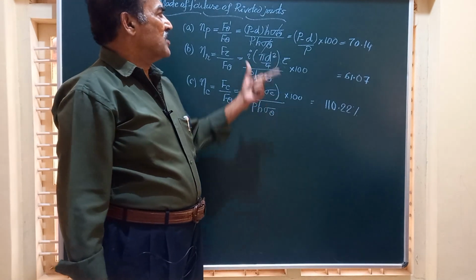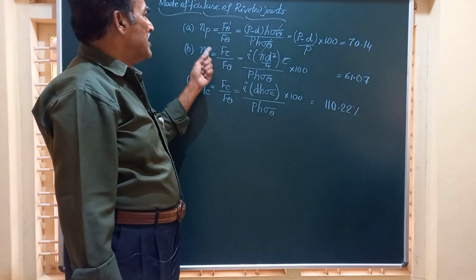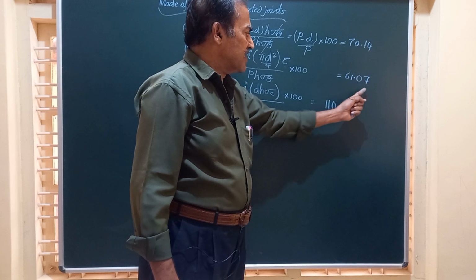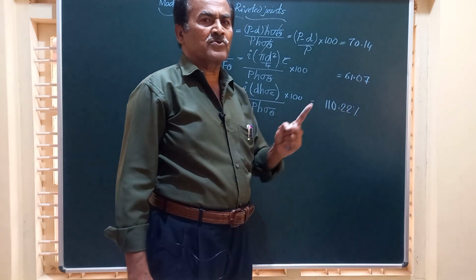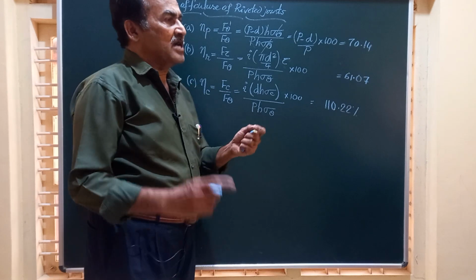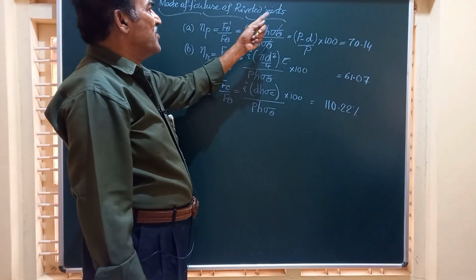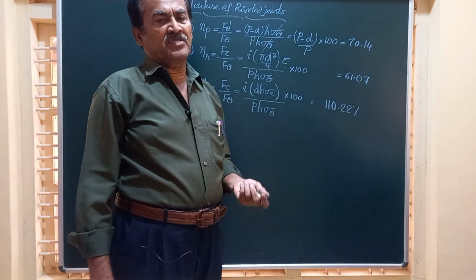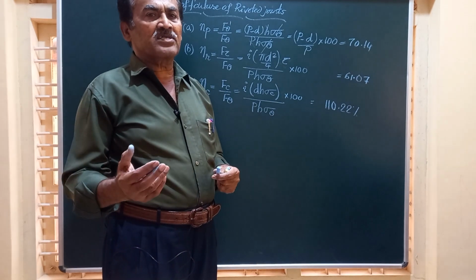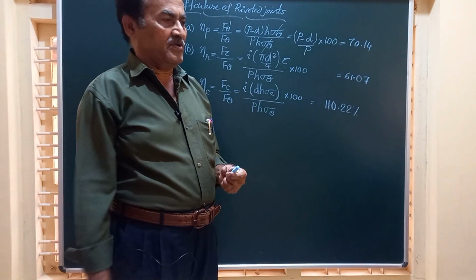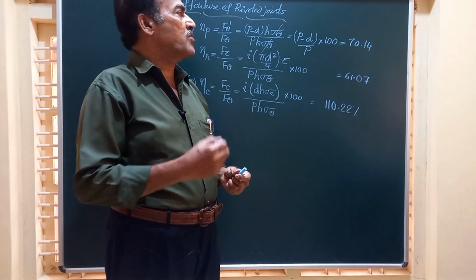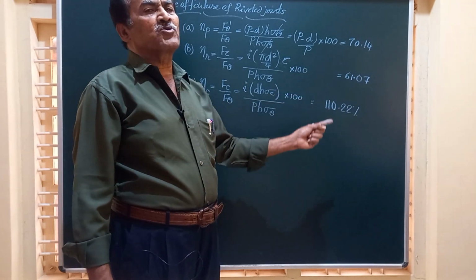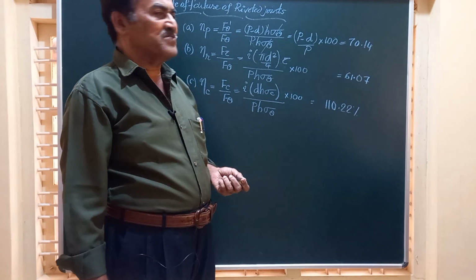Friends, you have got all the calculation made for the joint and you have calculated the three efficiencies as 70.14, 61.07 and 110.22. And now in the question we are asked what is the mode of failure of this particular joint. Friends, based on this efficiency, we can analyze and say what is the mode of failure. Remember, this is a very important concept and is applicable for any problem on riveted joints, and most of the time you will be asked to find out the mode of failure of that joint.